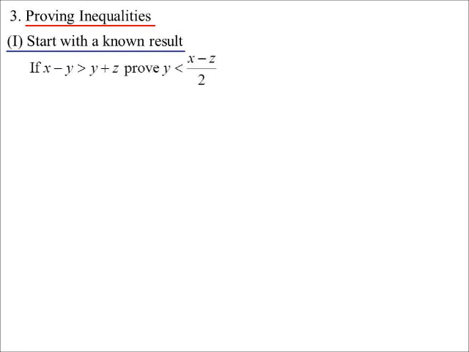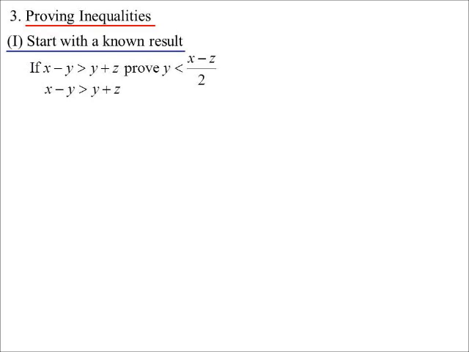So let's have a look at proving something. How do we do it? Sometimes start with a known result. So it might be something that's obvious, such as a square is always positive or something like that. It might be a bit of information that was given to you. So starting with a known result. In this case, it's a very simple little one. If we know x minus y is always greater than y plus z, they want us to prove y is always less than x minus z on 2.